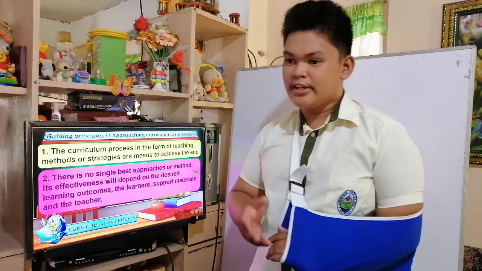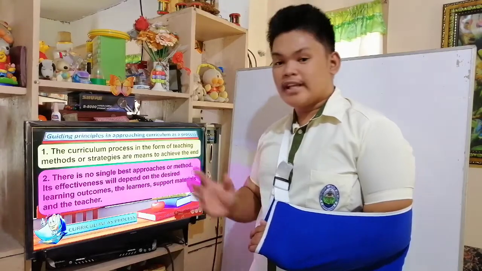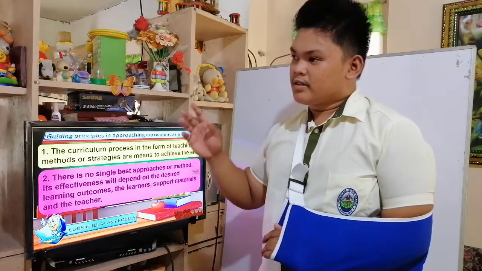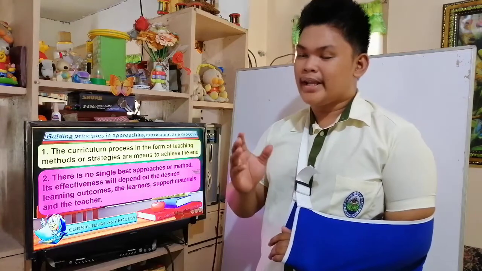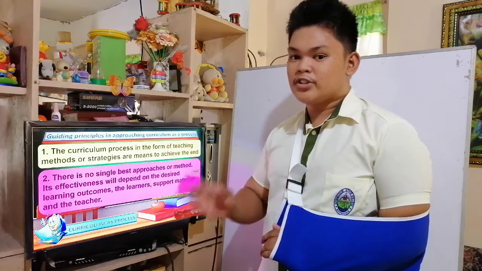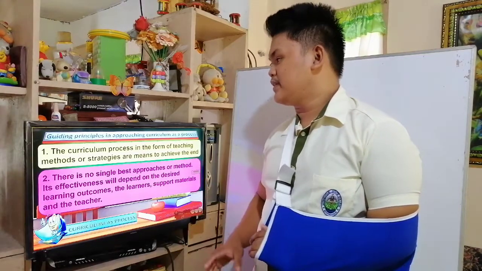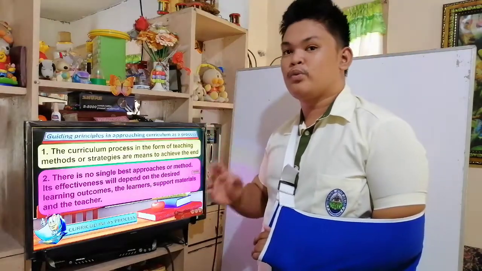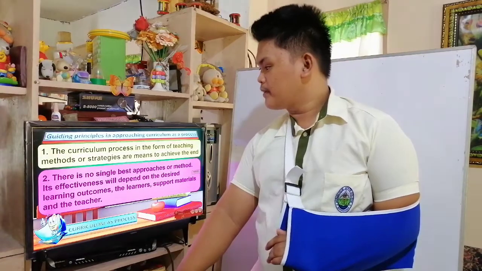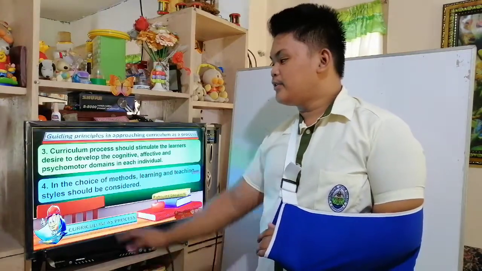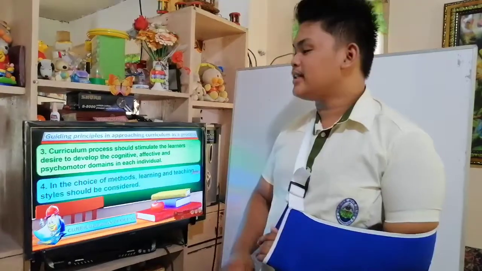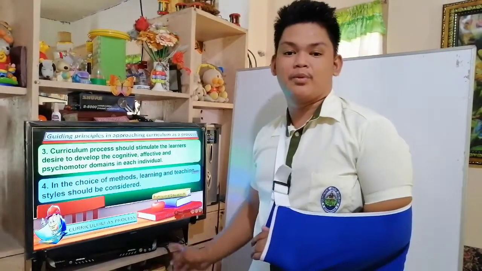Like what we have said earlier, the content should be attainable. That is why there should be an appropriate process in order to determine the attainability of what we desire to yield in learning. Number 3, curriculum process should stimulate the learner's desire to develop cognitive, affective, and psychomotor domains in each individual.